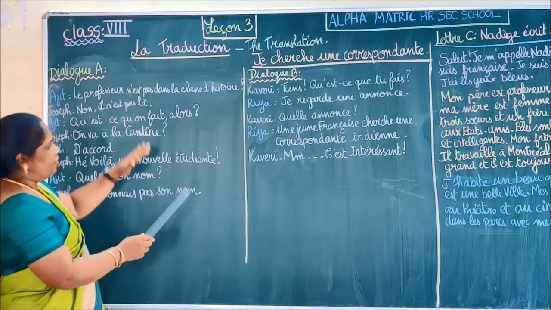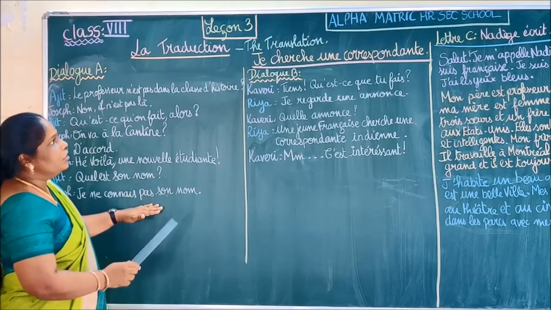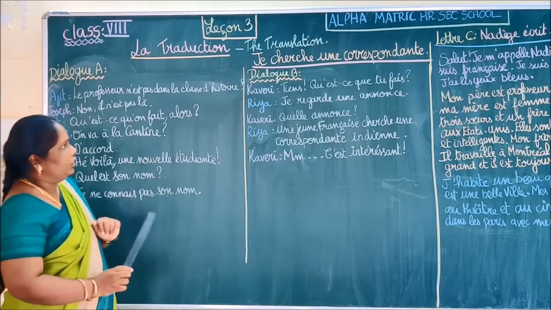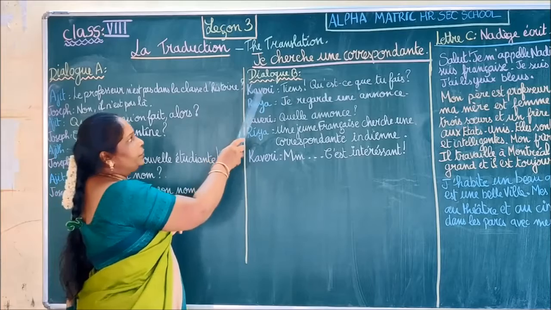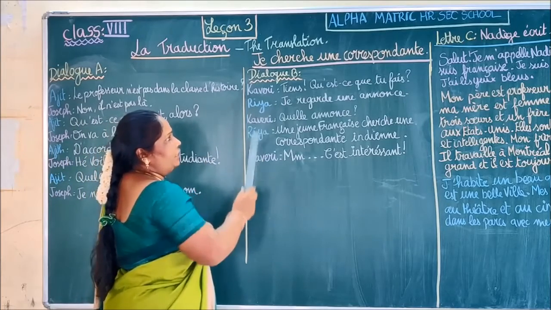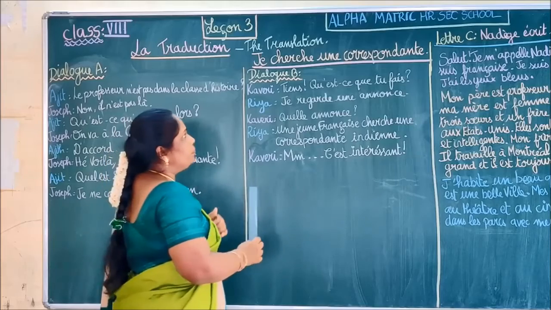Okay. So this is the first dialogue of this lesson, dialogue A. I hope it is clear with you. We are going to dialogue B. Kaveri and Riya. Kaveri and Riya are having a conversation between them.